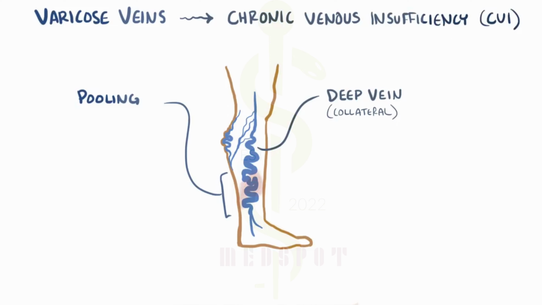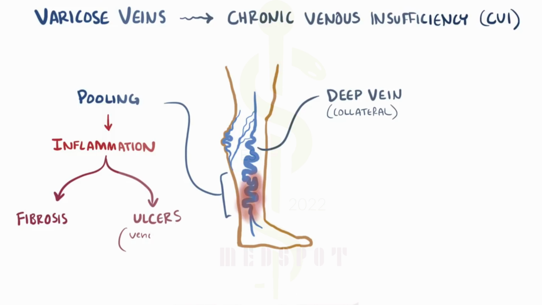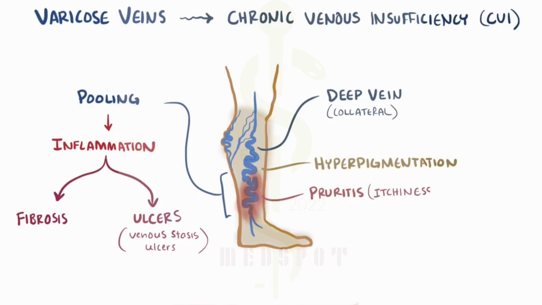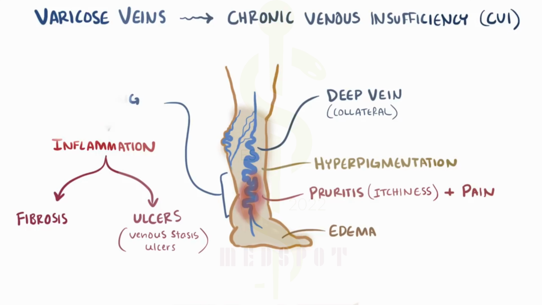With CVI, the stagnant blood in the lower extremities starts to cause an inflammatory reaction in the vessels and the surrounding tissue, which leads to fibrosis and potentially even ulcers, called venous stasis ulcers. Other symptoms of CVI include hyperpigmentation, or darkening of the skin, as well as pruritus, or itchiness, and pain. There can also be a lot of edema, as some of this fluid starts to leak out of the veins and into the surrounding tissues of the ankles and lower legs.